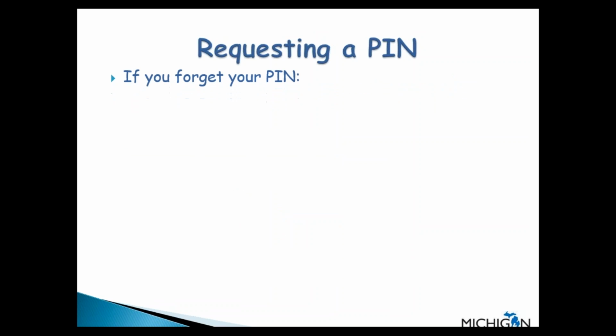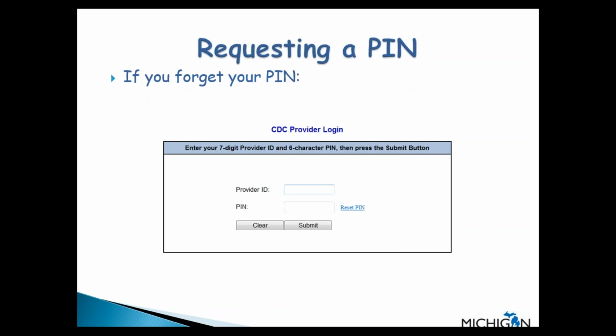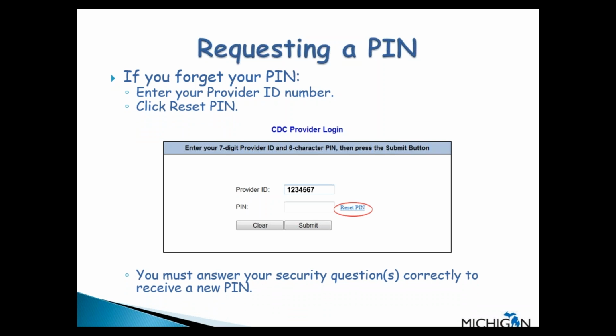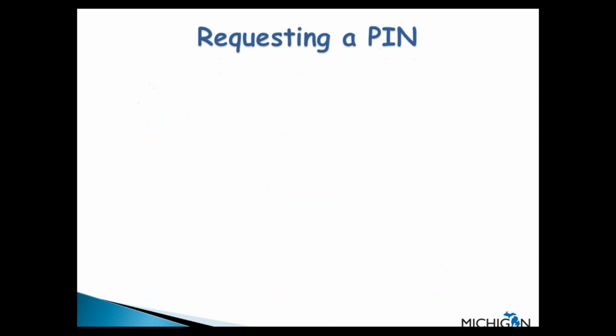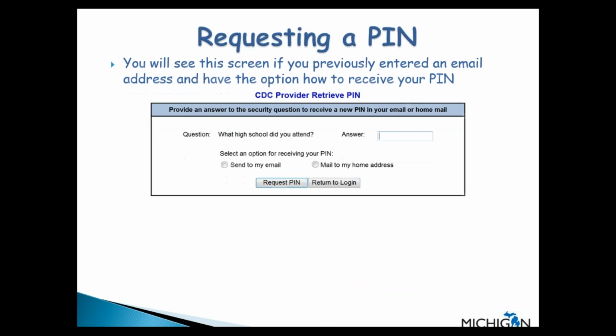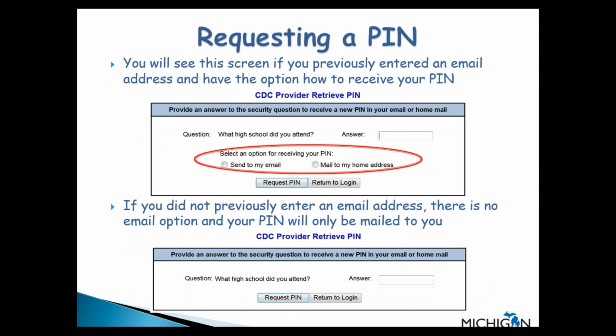If you lost or forgot your PIN, enter your provider ID on the login screen. Then click on Reset PIN. You must answer your security questions correctly to receive a new PIN. If you entered an email address in ibilling in the past, you will see this screen with options to receive your PIN by mail or email. If you did not previously enter an email address, then you can only receive your PIN by mail that will arrive in 3 to 5 business days.